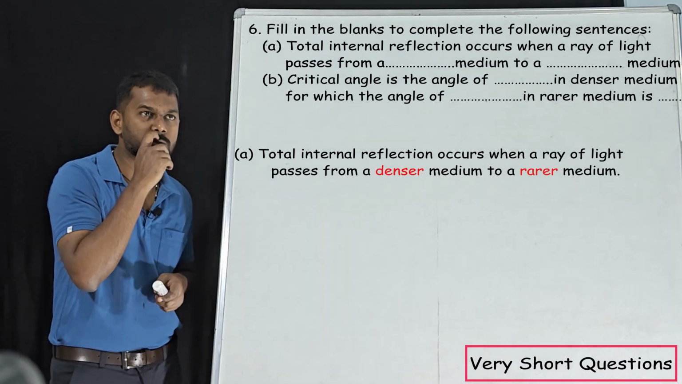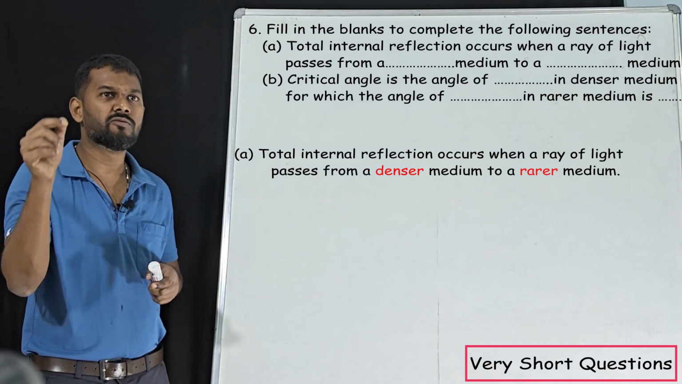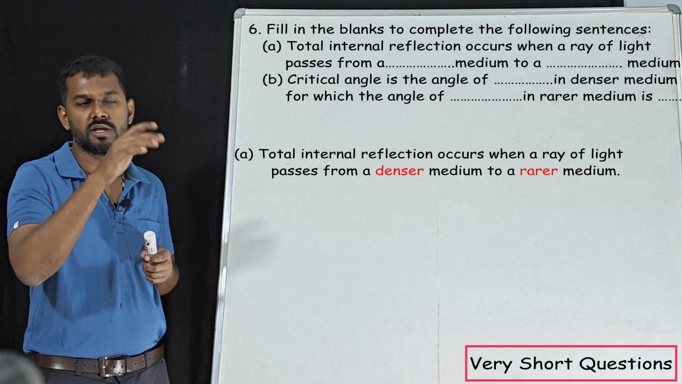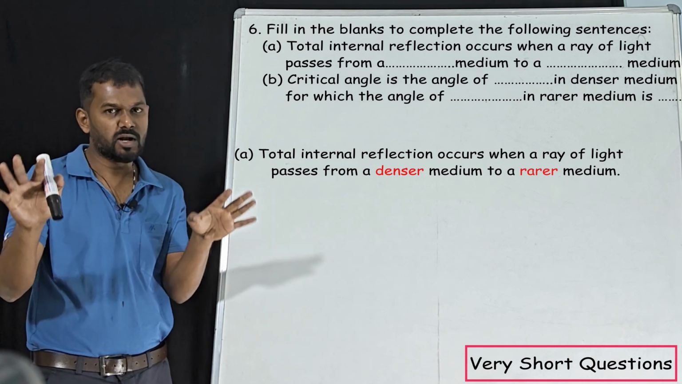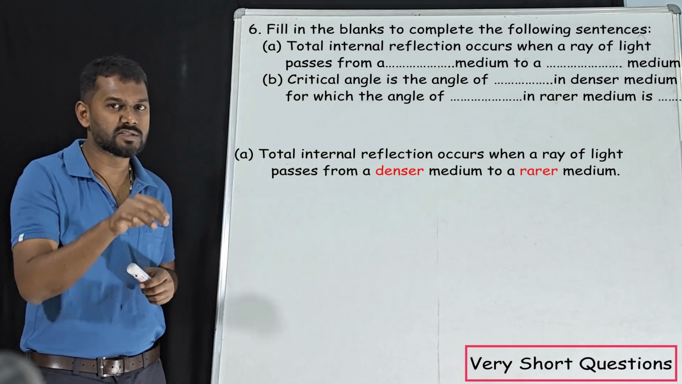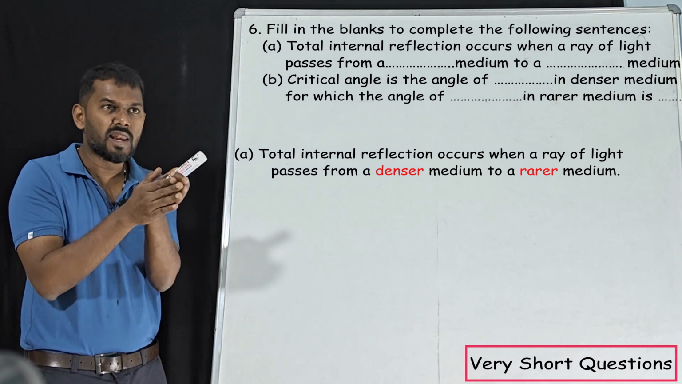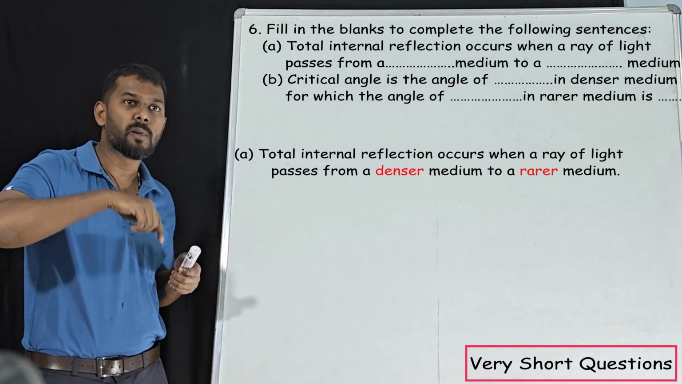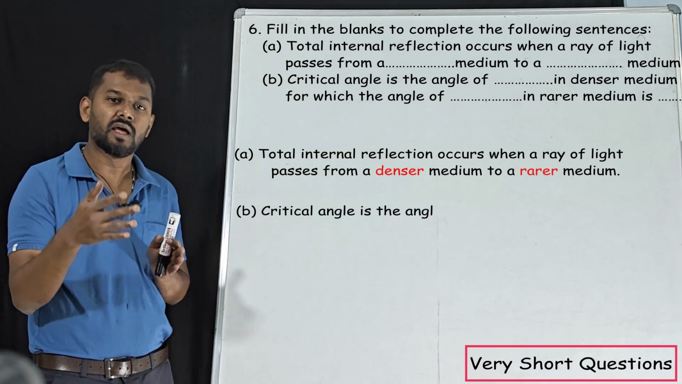Next, we have one more question. Critical angle is the angle of dash in a denser medium for which the angle of dash in rarer medium is dash. A very confusing question, but if you think in a proper way, we will understand this. What do you mean by critical angle? It is the angle of incidence. Critical angle is nothing but the angle of incidence in denser medium for which the angle of refraction in rarer medium is 90 degrees. What will we get? Refraction only.